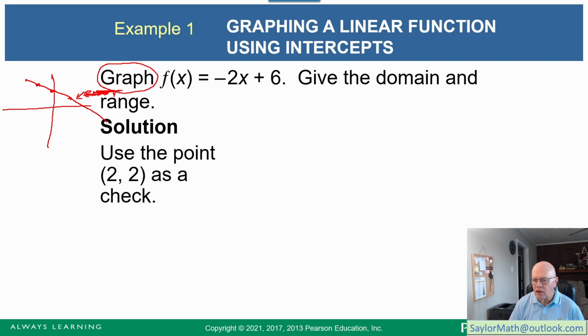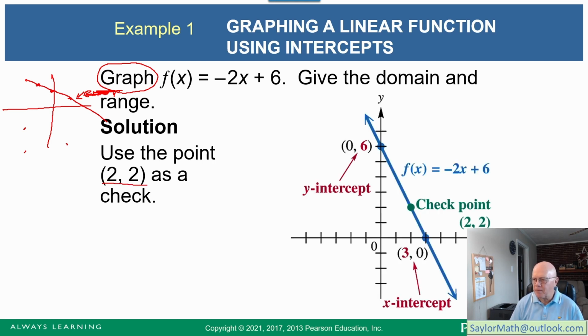If you graph 3 points and they look like this, you know at least one of those is in error. You need to start again, probably with the x and y intercepts if possible, because they're easy to figure out. So use the point 2, 2 as a check, and there you go. Here were your intercepts, the y-intercept, the x-intercept, and one more point.